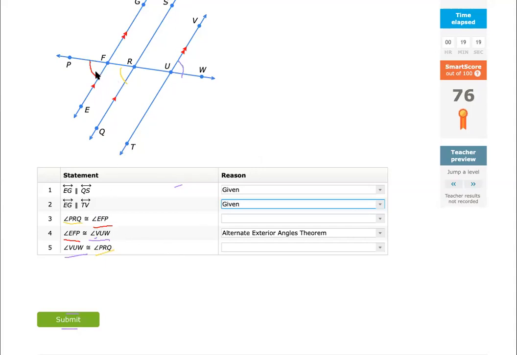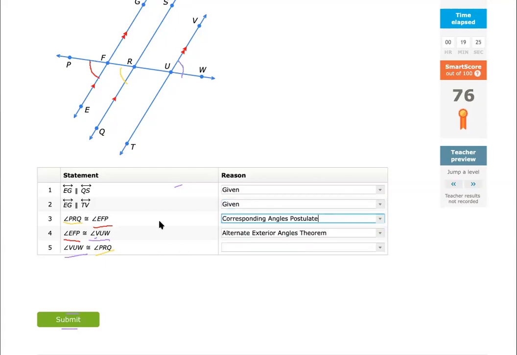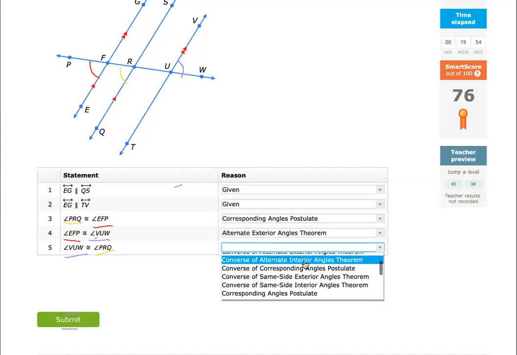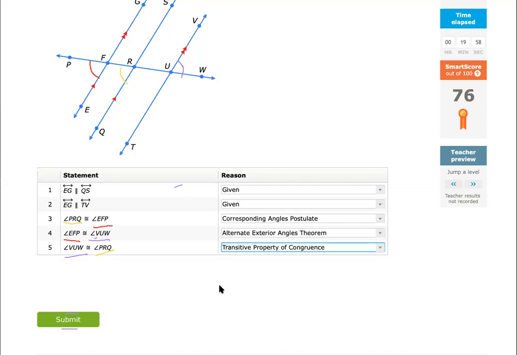If you look at the yellow and the red right there, those are going to be corresponding angles postulate. And then the next one is going to be alternate exterior angles theorem. So the red and the purple over there. And the last one, let's look on the list, is going to be the transitive property of congruence.